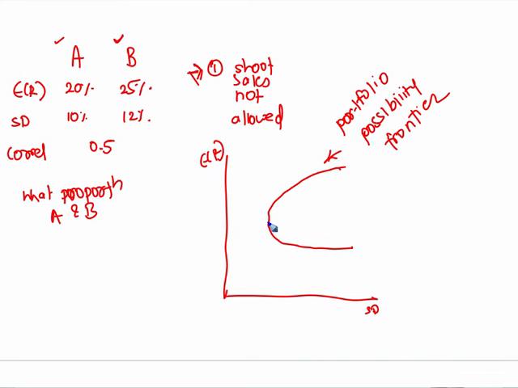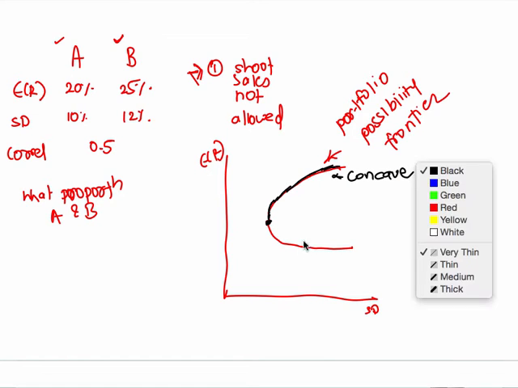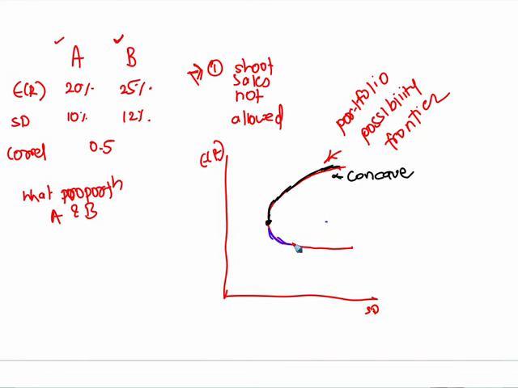Now, this portfolio possibility frontier is divided, or you can see it in 2 separate segments. This part here in black, can I say that this is concave? Agree? And this part here in the blue, can I say this is convex? Now, how do you read this graph? Let's say an investor comes to you. He says, I want to take risk of 6%. So for 6%, we have 2 portfolios.